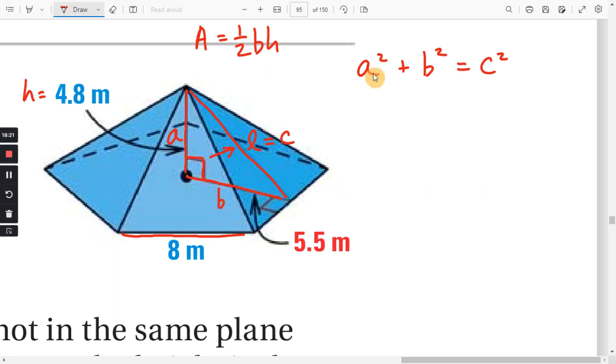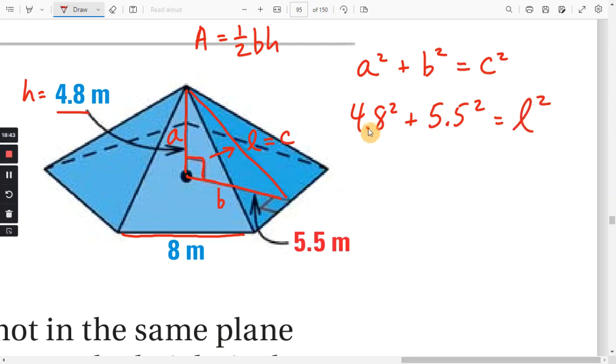So for A squared, it's this right here. That's going to be 4.8 squared. For B squared, that's going to be this distance here. That's 5.5 squared. And C squared is this distance here. That's going to be L squared.